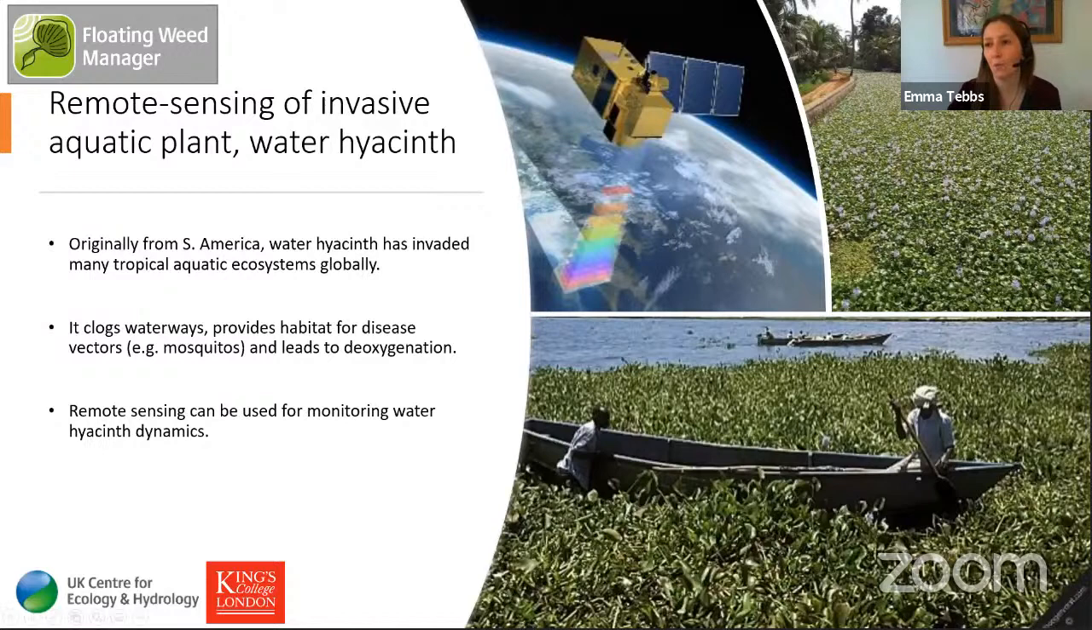The image on the top right here was taken in the Kerala backwaters. A few years ago we ran a field trip with our undergraduates to Kerala, and so I took this image there showing the channel completely blocked by water hyacinth. The idea of this study is that we want to use satellite data to allow us to monitor the spread of this invasive plant and investigate the dynamics over time.